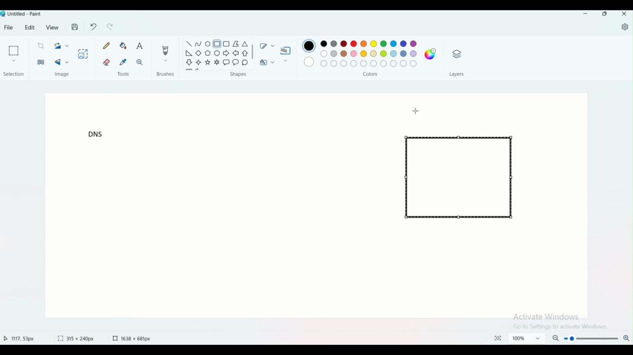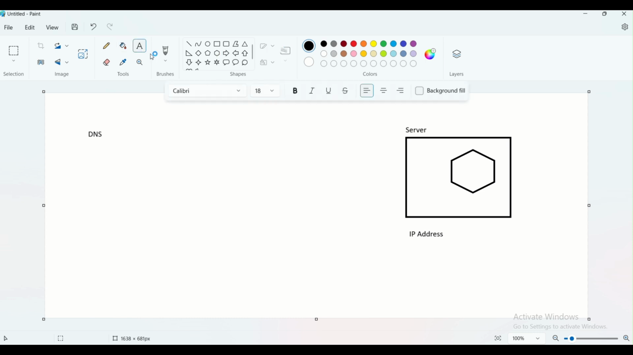Let's say you have one server here, and this server has one IP address, and inside this server you hosted one application. It could be anything. It could be Flipkart or Amazon or anything you can call it. So you hosted this application.